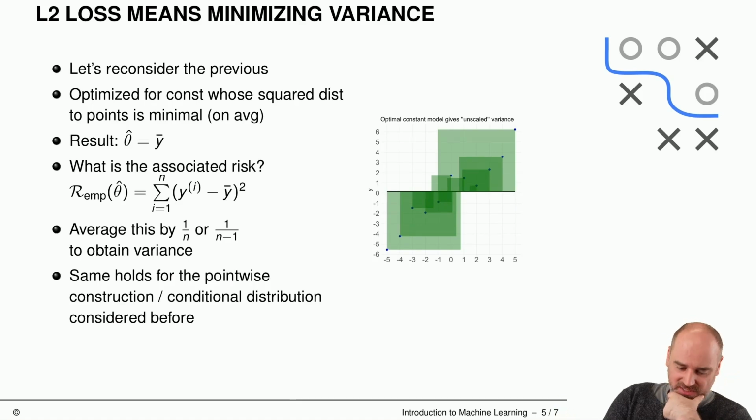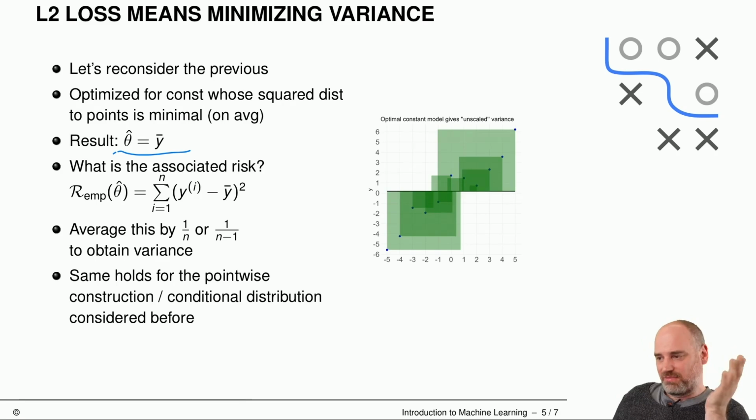And our result was, hey, it's the average. Theoretically, the expectation. And like I said, let's do this empirically now here on this slide. So I can just ask myself now, okay, if I take that optimal thing, the y bar, the average of my vector, what's the associated risk?